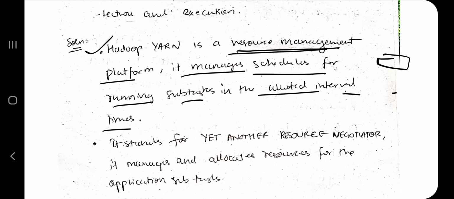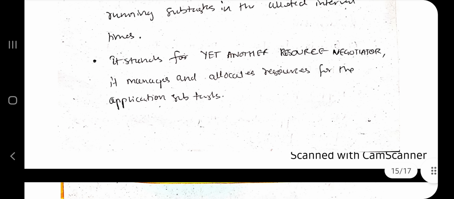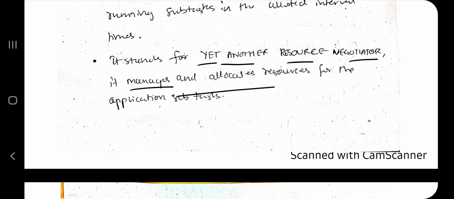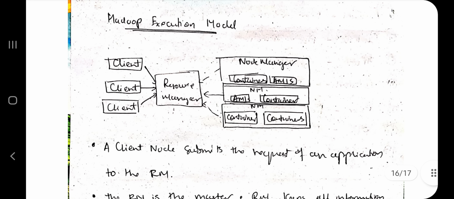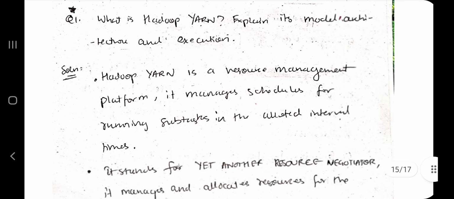There are some interval times given. In these times, you have to perform some tasks. Which task is to be performed in which interval, that is decided by YARN. Further, some codes are there inside that. The full form also is helpful for you to remember: Yet Another Resource Negotiator. It manages and allocates the resources for the application subtasks. Okay, that was about what is the Hadoop YARN.